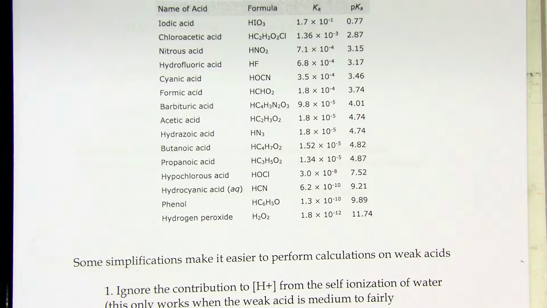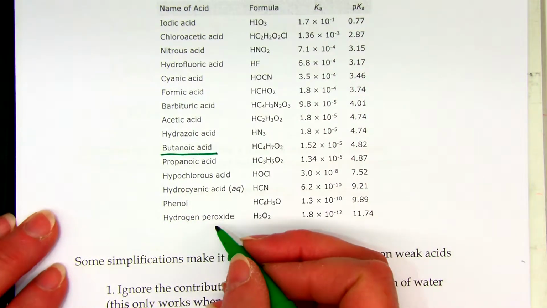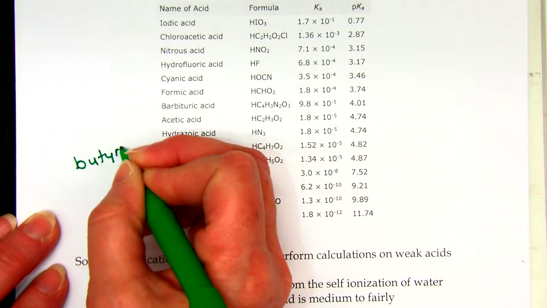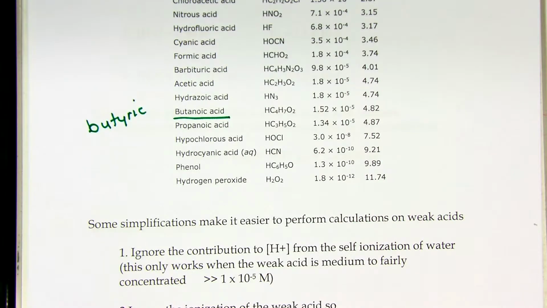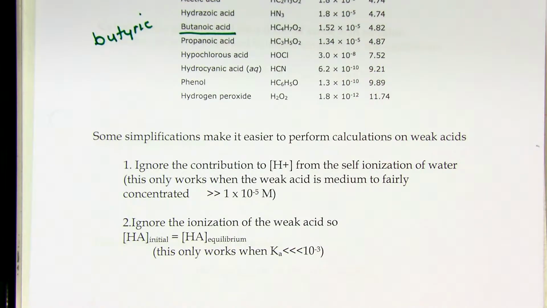And the one thing, this butanoic acid, "but" means 4 carbons. This is butyric acid. So same thing if you don't recognize it. Now again, we can make some of the same simplifications that we did before.